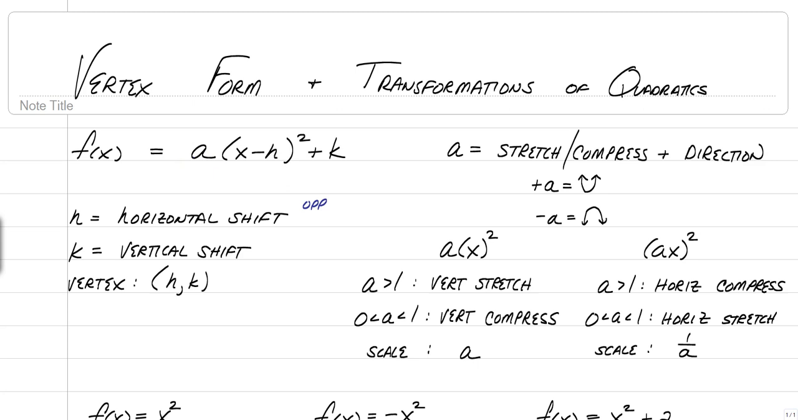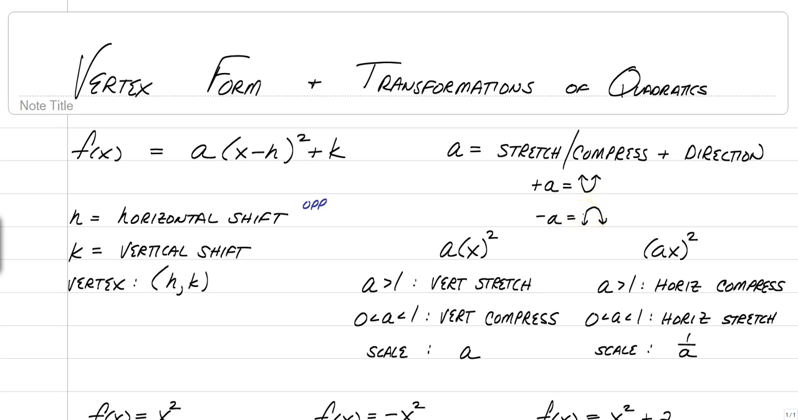Now, the crazy thing here is all the different things A can do to a graph. It can stretch it vertically, it could compress it vertically, it could stretch it horizontally and compress it horizontally, it could make it open up, and it could make it open down. It does all sorts of different things. So one thing you need to know is if A is positive, it's going to open up. If A is negative, it's going to open down.